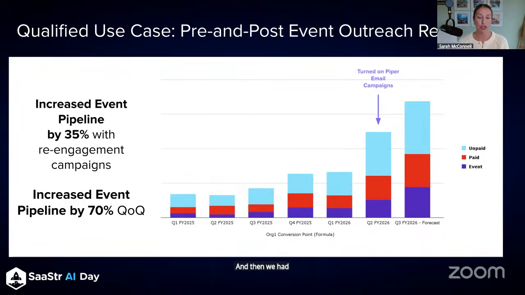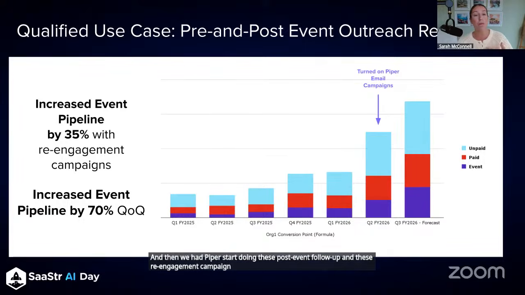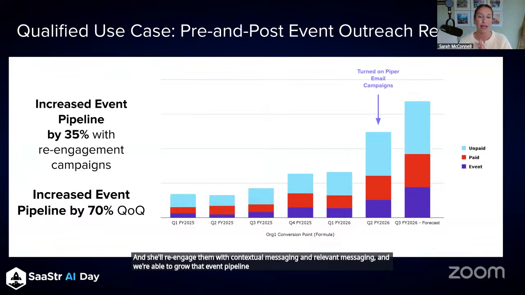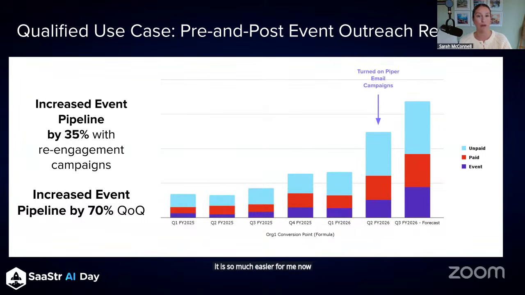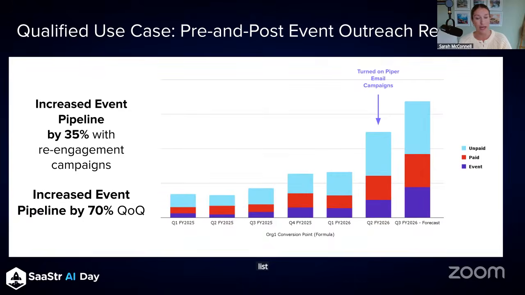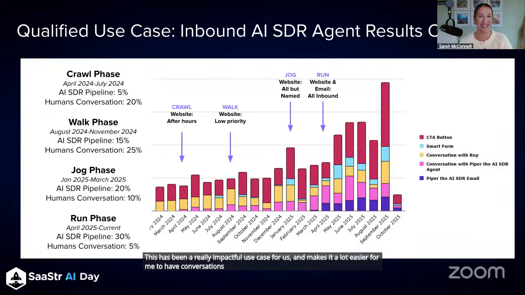And then we had Piper start doing these post-event follow-ups and these re-engagement campaigns. So she'll go back to these event leads from a quarter ago or 2 quarters ago, and she'll re-engage them with contextual and relevant messaging. And we're able to grow that event pipeline. And it is so much easier for me now to go to our CFO and say, hey, we need to do more events. We can do more events because we have a much bigger ROI from those lists that we're getting. So this has been a really impactful use case for us and makes it a lot easier for me to have conversations with my CFO.